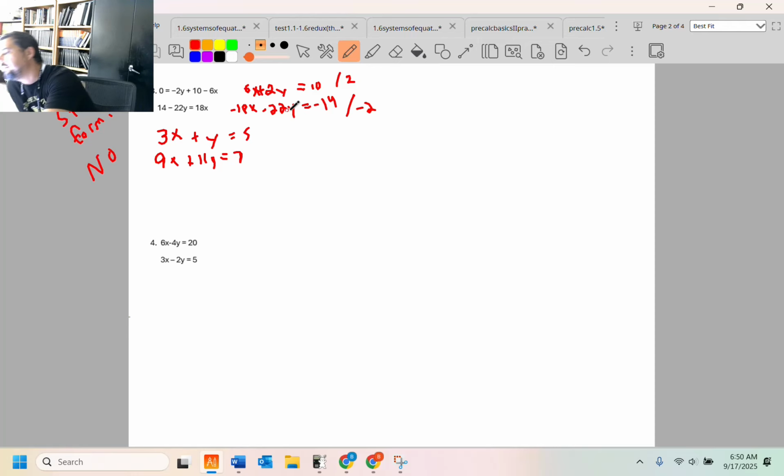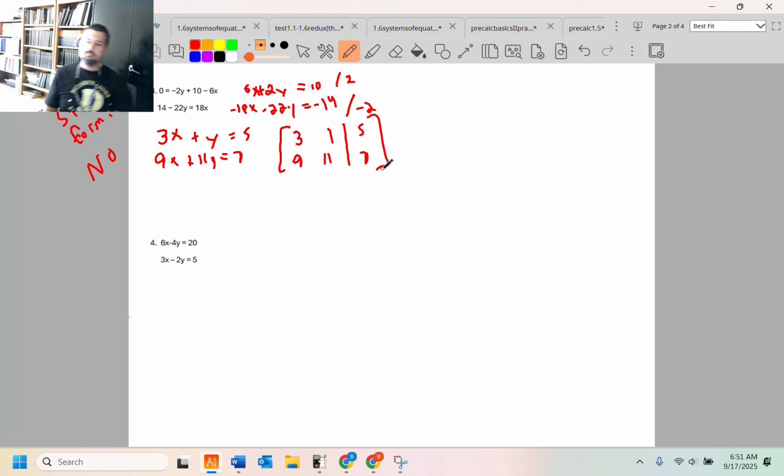Alright, I'm ready for a matrix. 3, 1, 5 is the first row. 9, 11, and 7. We might have a problem here. Alright, so usually I do go after the first row. I don't want to, though.